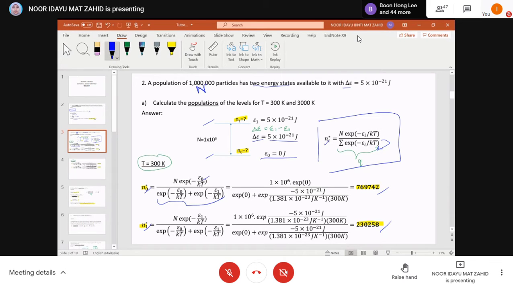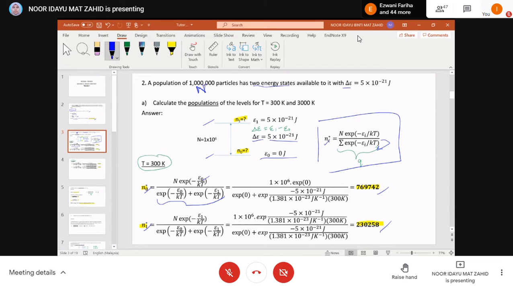So carefully insert the values. This is the total number of particles, 1 million, multiplied with exponential 0. Why 0? Because I assume that the lower energy level has 0 joule. So exponential 0 will be equal to 1. 1 multiplied with 1 million, you obtain 1 million for the numerator.